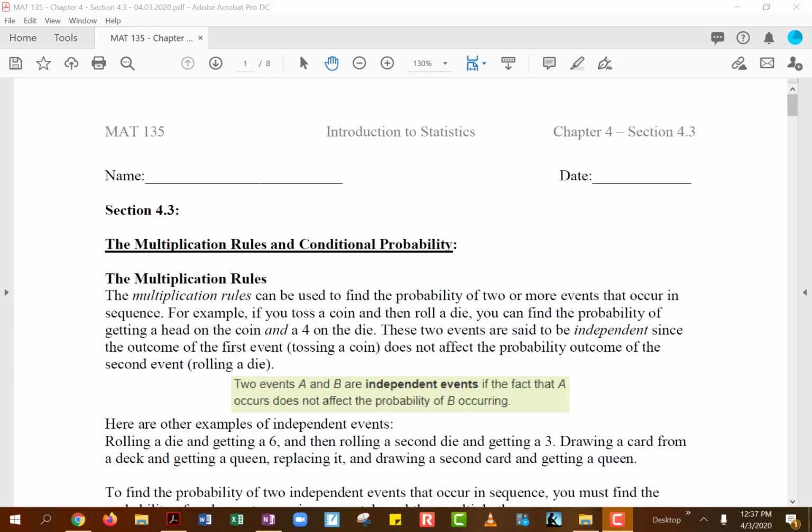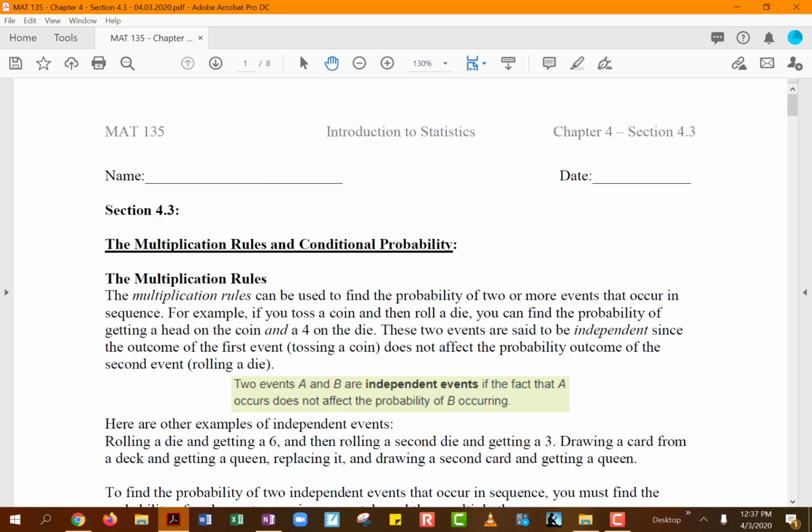Hi everyone. So today we are looking at section 4.3. Last time we had talked about the addition rules. As you can see, today we are going to be talking about multiplication rules and of course conditional probability as well.